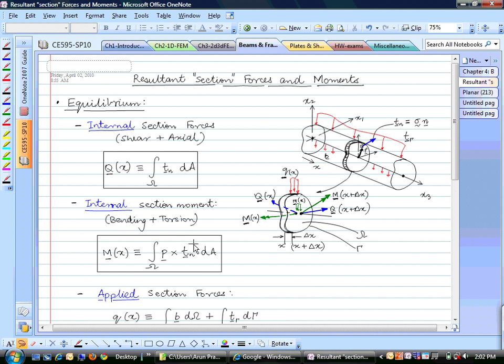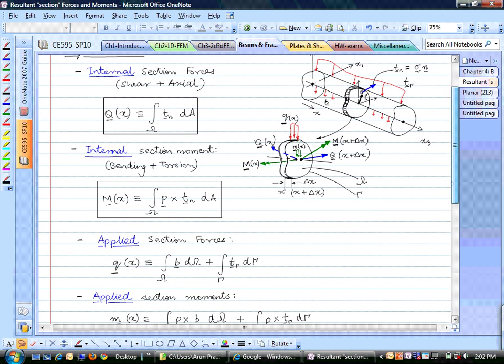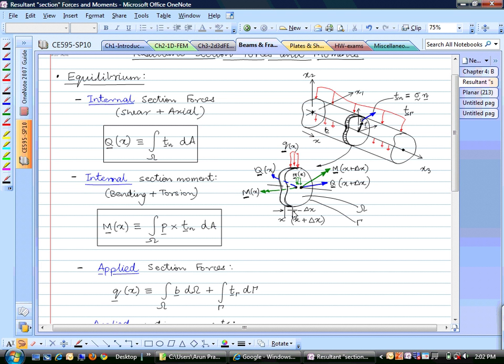So if you sum up all those moments over the cross section, that gives you the total bending moment across that cross section. So those are the two internal resultants, and similarly you have to define what the external resultants are in order to do the equilibrium of this type of small rigid body section.